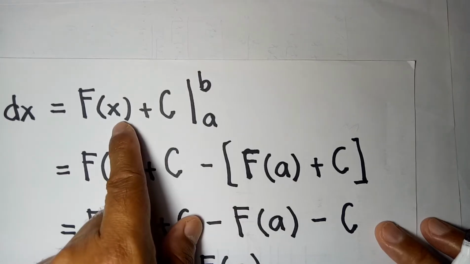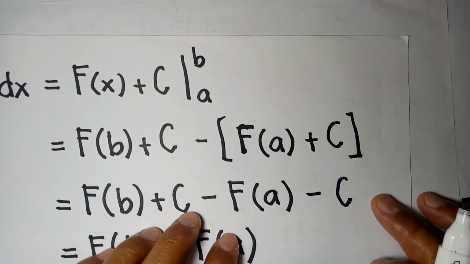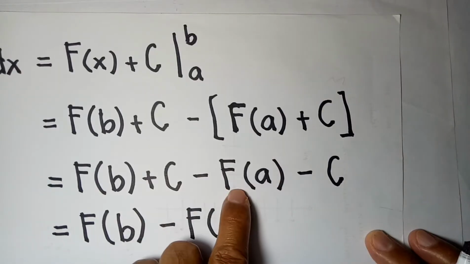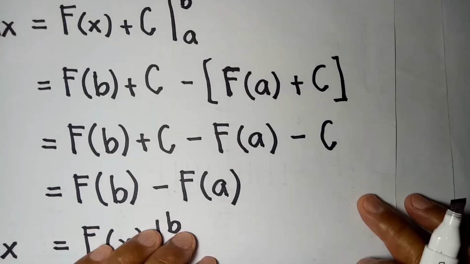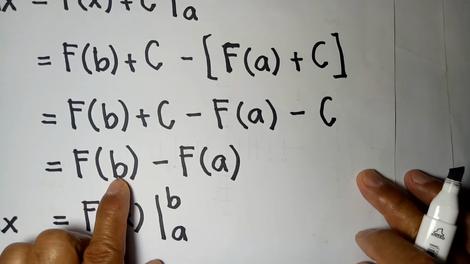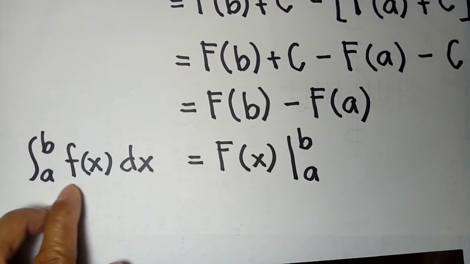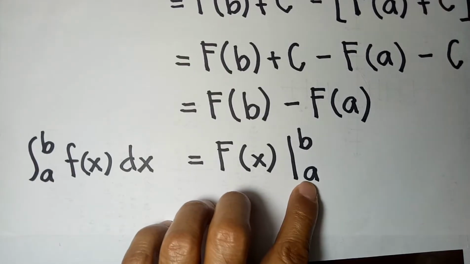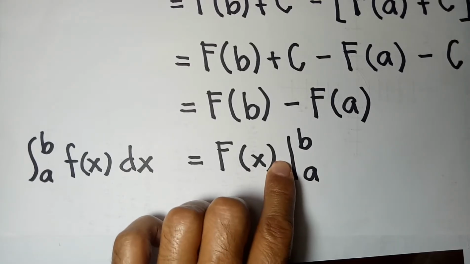So, yung x naman natin ay papalitan ng a. Kaya magiging F of a and then plus c. Kaya rin, no, tatanggalin natin yung grouping symbols na yan. So, magiging negative F of a. Tapos, magiging negative c. So, c minus c, cancel siya, no? So, matitira ay F of b minus F of a. Kaya yung integral from a to b of f of x dx equals F of x to be evaluated from a to b. So, hindi na kailangan pang isulat yung plus c.